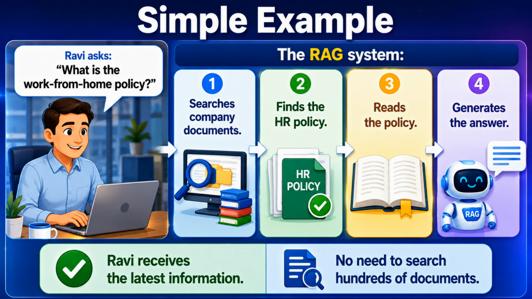Now we will see a simple example. Ravi asked what is the work from home policy. The RAG system searches company documents, finds the HR policy, reads the policy, and generates the answer. Ravi receives the latest information. No need to search hundreds of documents.